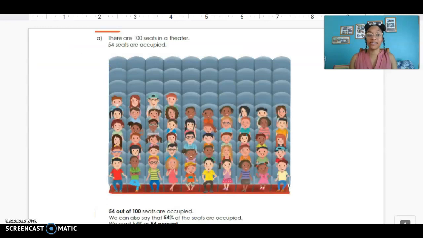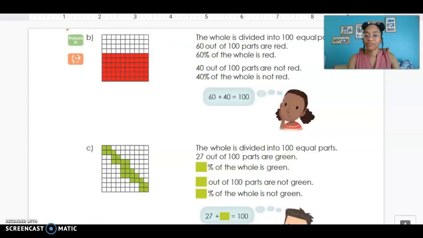Now let's look at it in a real example. There are 100 seats in a theater. 54 seats are occupied. We can say 54 out of 100 seats are occupied. We can also say that 54% are occupied. We can use a symbol of two circles with a line coming through it as percent, or we can use the word percent.